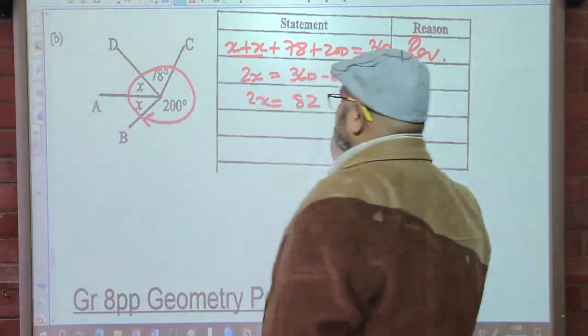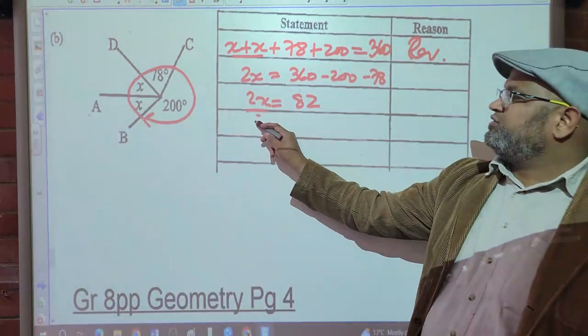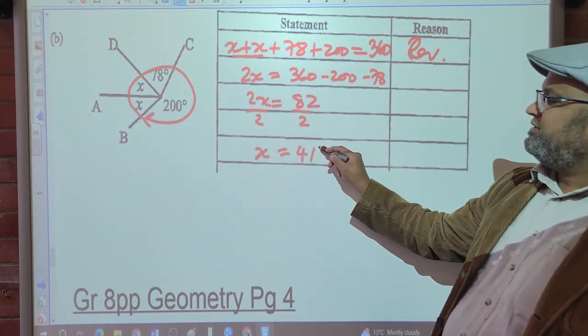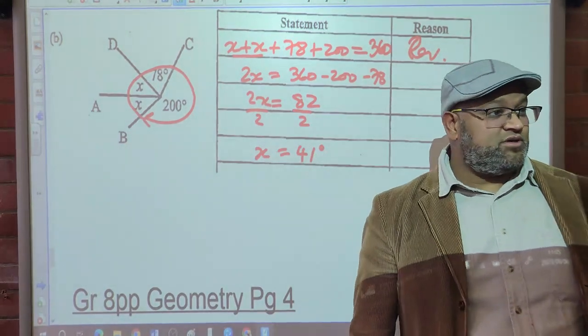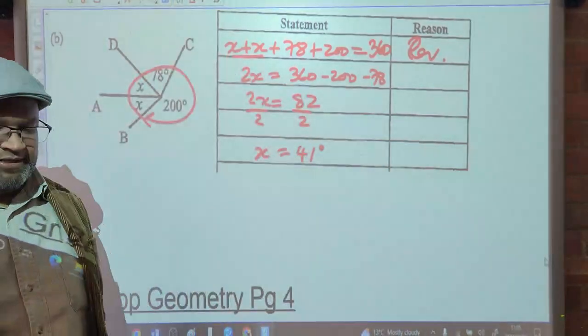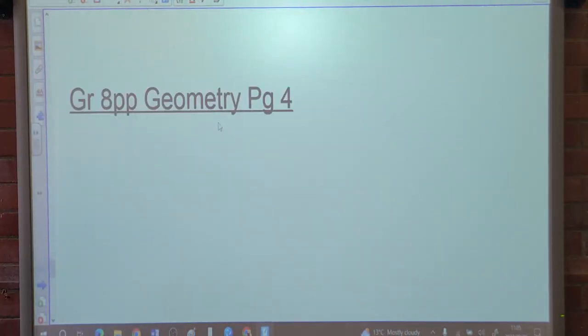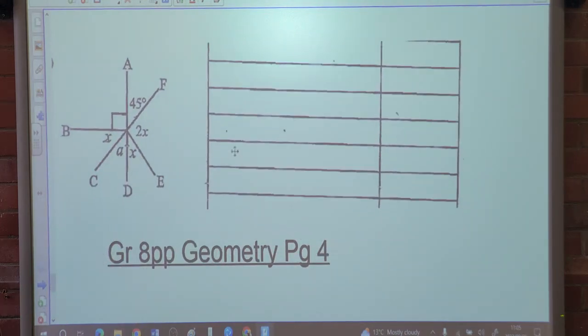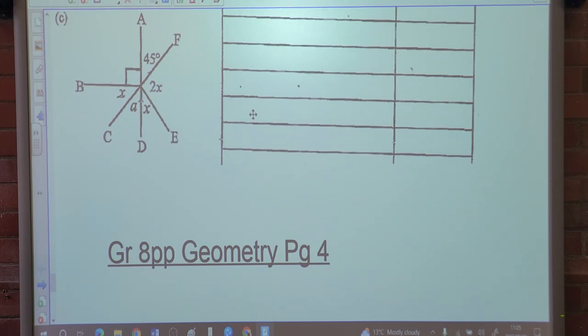Yes. So how do I get x out? Divide by 2. You see how important equations are to us now? That's why we spent a lot of time on equations. Alright. Remember, your next exam is going to be based on a lot of equations and some geometry, né? A lot of geometry.